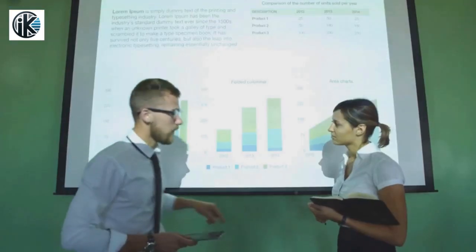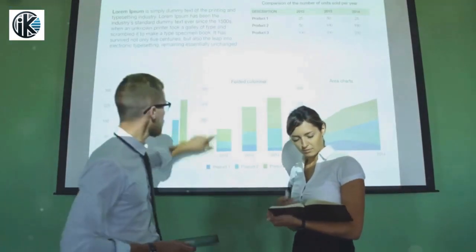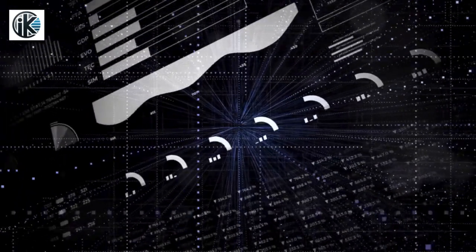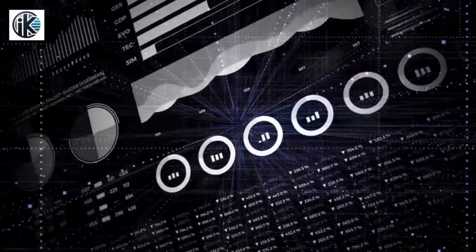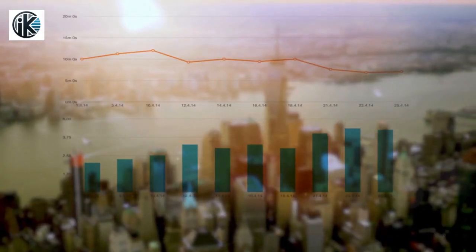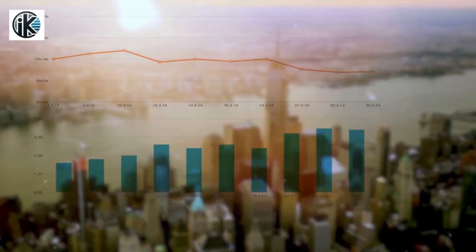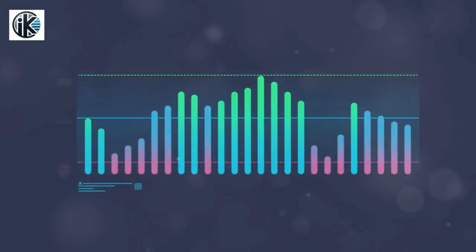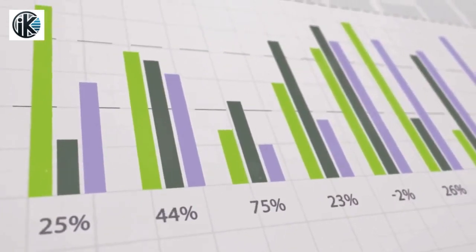Visual representation of data makes it easier to understand and communicate insights. Excel offers a variety of tools for creating charts and graphs. One of the most common charts in Excel is the bar chart. Bar charts are ideal for comparing quantities across different categories. Line charts are another popular option. They are useful for showing trends over time.